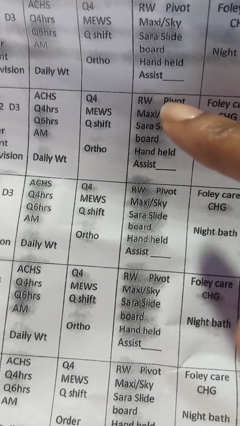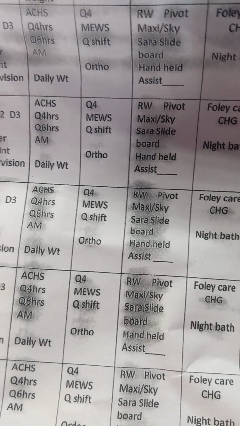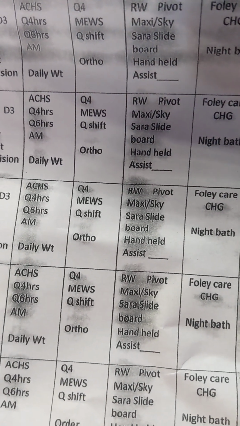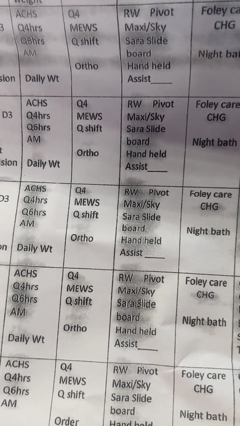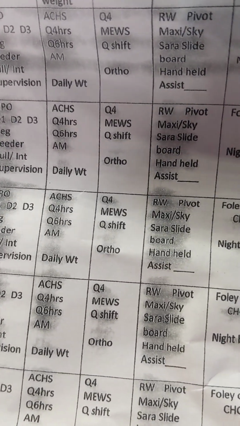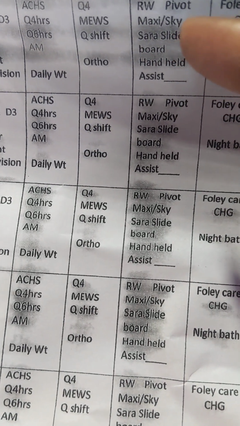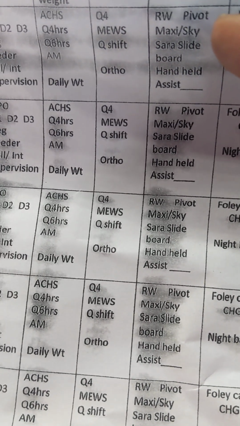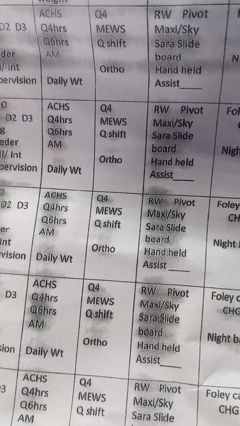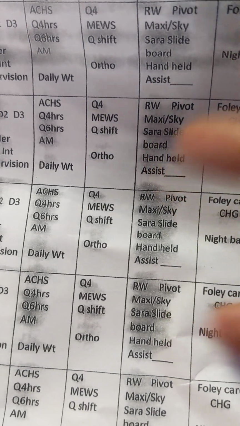I want to know for the assist if it's going to take just one person, which is me, or two persons, or if they're on a Steady. A Steady is kind of like a wheelchair on wheels.